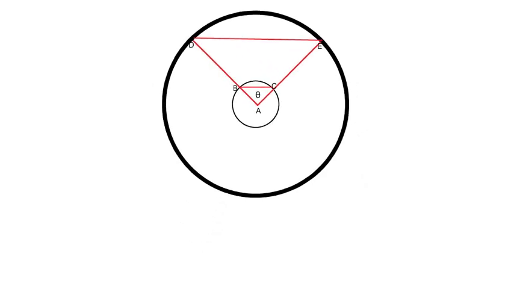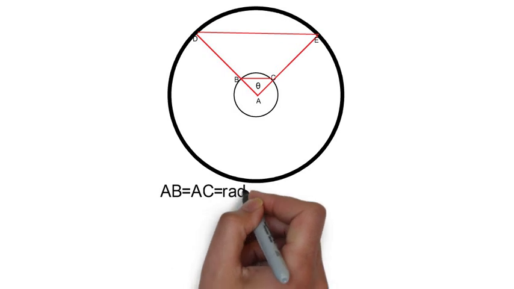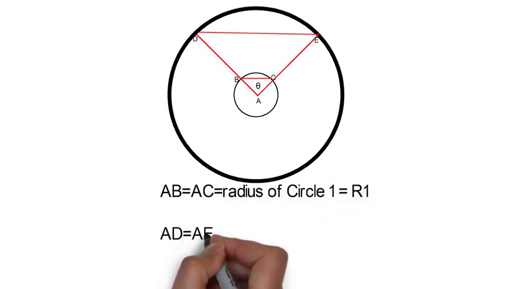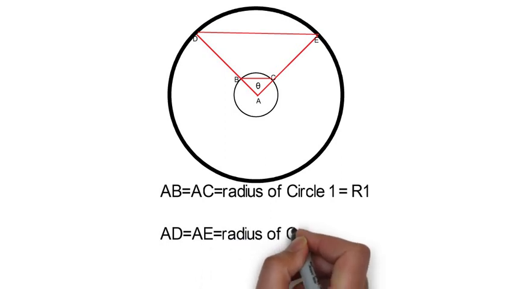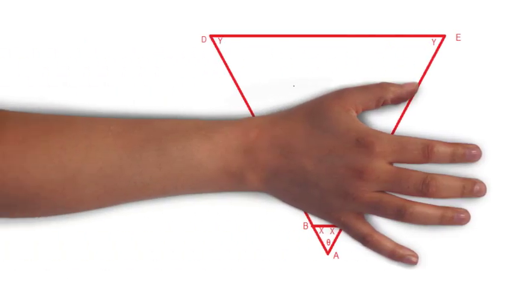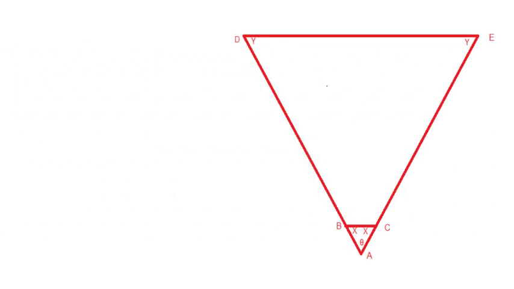So, AB equal to AC equal to radius of circle 1 equal to R1 and AD equal to AE equal to radius of circle 2 equal to R2. Let length of BC be S1 and length of DE be S2. Isolate the triangles ABC and ADE from the circles for further examination.